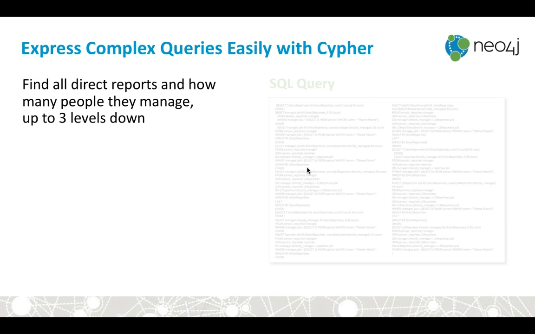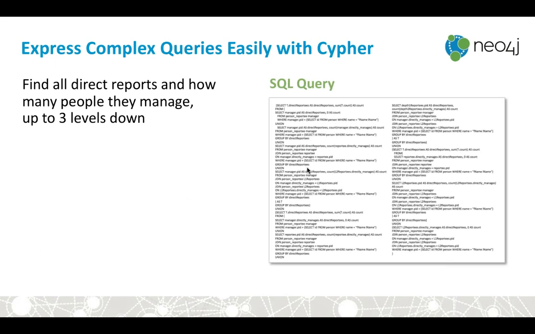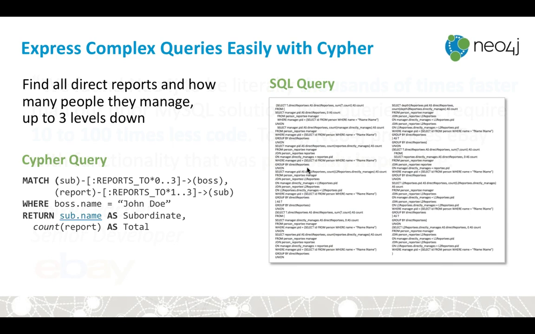Now let's do something that's much more complex. Finding all the direct reports and how many people they manage up to 3 levels down. In SQL, this query would be rather huge. This would be a query that does a lot of self-joins onto the tables representing the employees. And this is actually something that came from a customer of ours that they were running this SQL query.